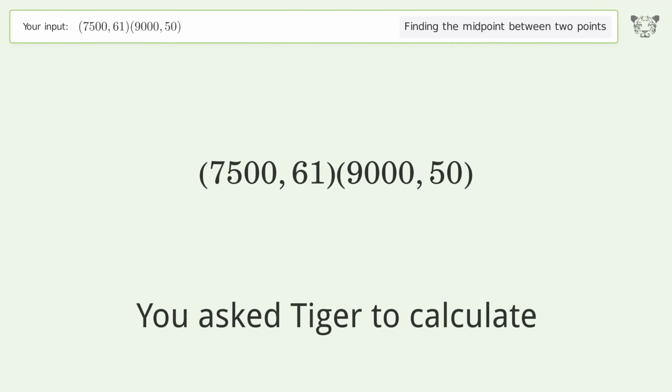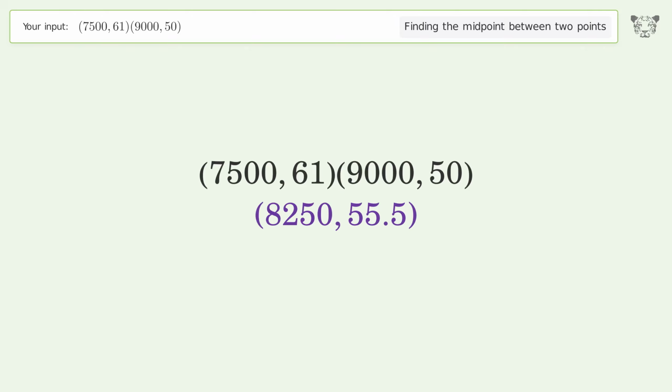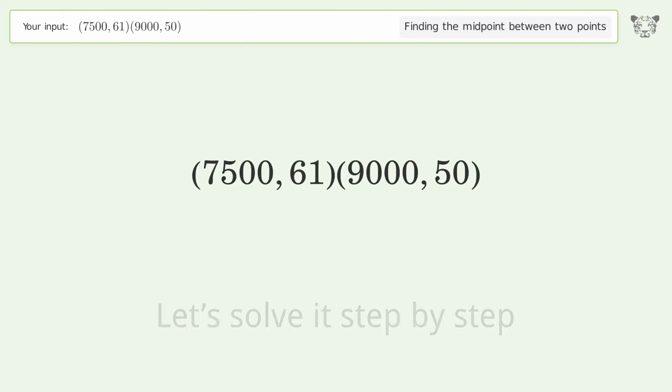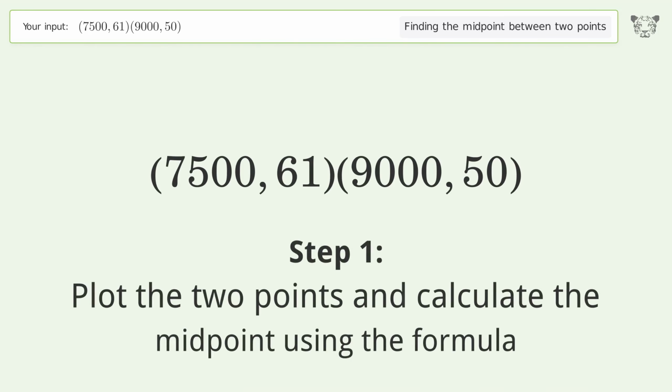You ask Tiger to calculate. This deals with finding the midpoint between 2 points. The midpoint between the 2 points is (8,250, 55.5). Let's solve it step by step. Plot the 2 points and calculate the midpoint using the formula.